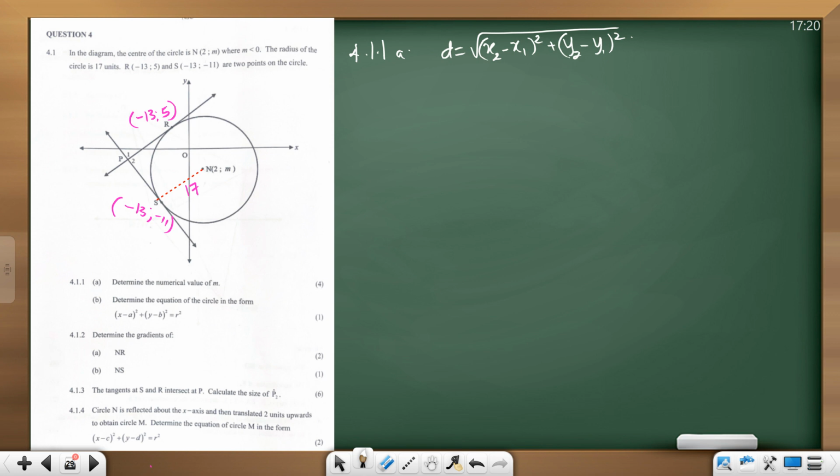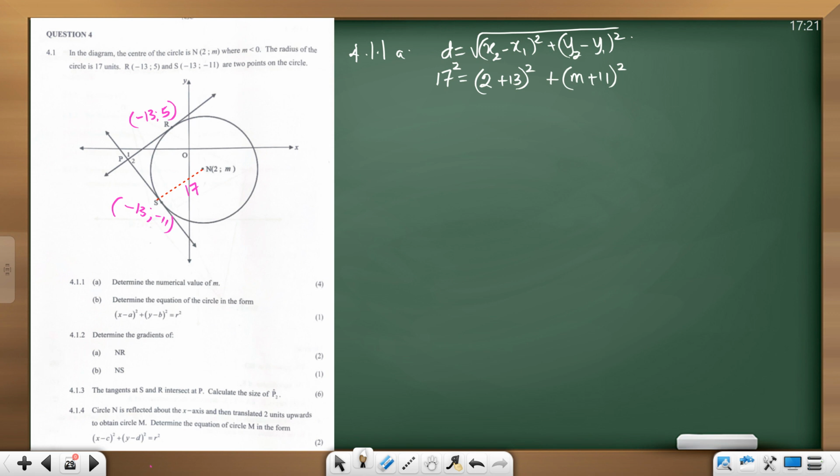Alpha, what did you get? -3. Yeah, it's fine. You can still use the equation of a circle. It's the same thing. The distance formula is actually the equation of a circle, because it's the circumference. So we have this as what? 17. 2 plus 3, squared, plus m plus 11. Is that what you guys have?